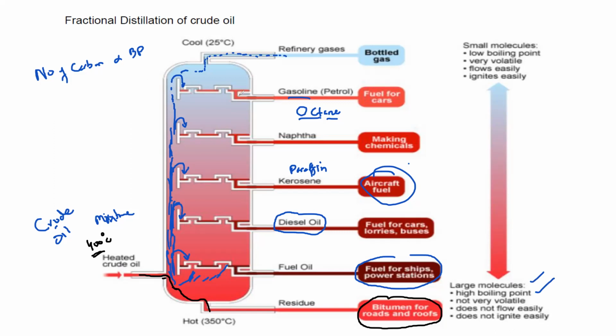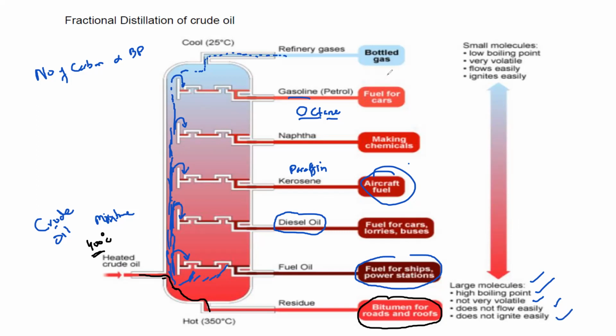And they will have low volatility. Volatility is like converting to vapor. If something easily converts into vapor, we call it more volatile. But if a substance has a high boiling point, it will be less volatile. They do not flow easily because they are thick, viscous liquids, and they don't easily ignite; they do not burn easily.